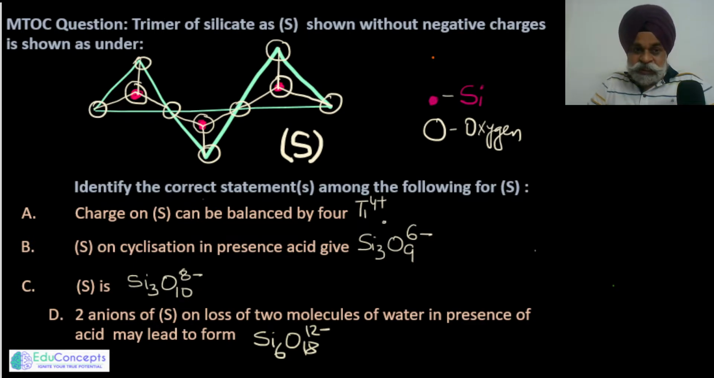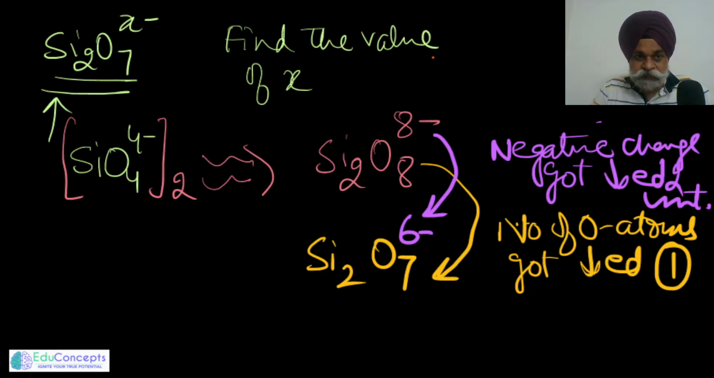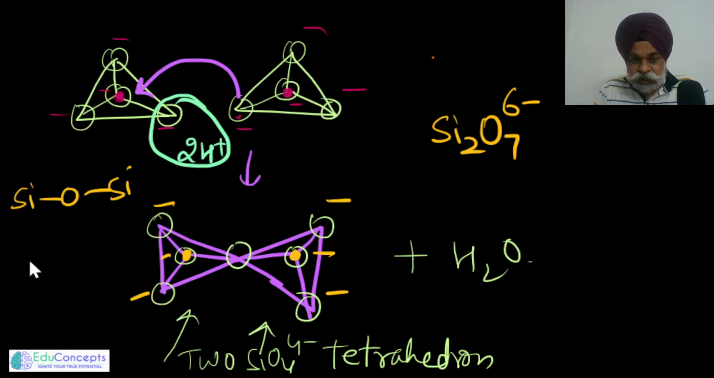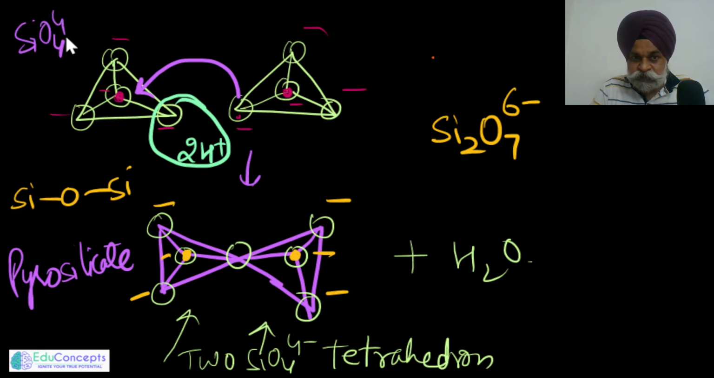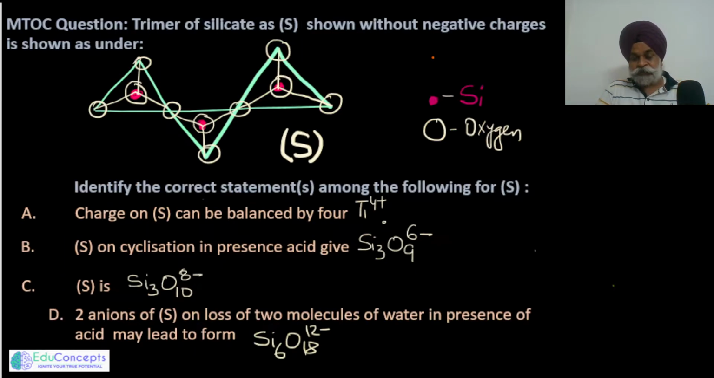So now let us see. I would say it like this, that what I have just explained to you is a sort of pyrosilicate where two silicate SiO4 negative units got joined to each other with the loss of water molecule. Now coming on to the question. Now in this question, what the fellow is asking, since it is a more than one choice question, we need to do it a little patiently.